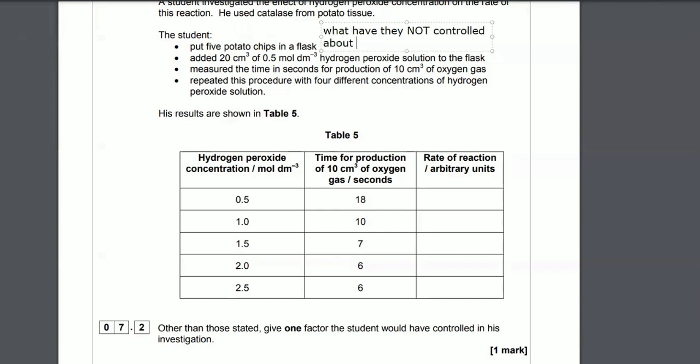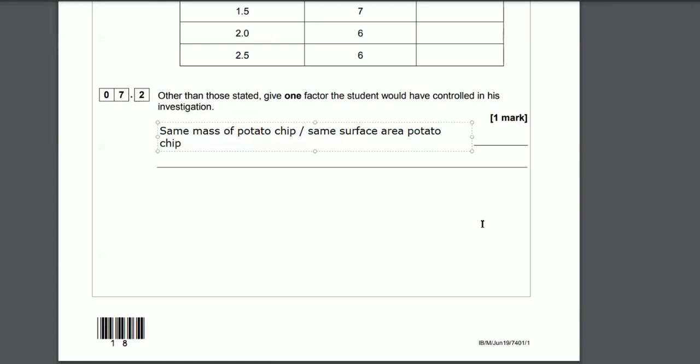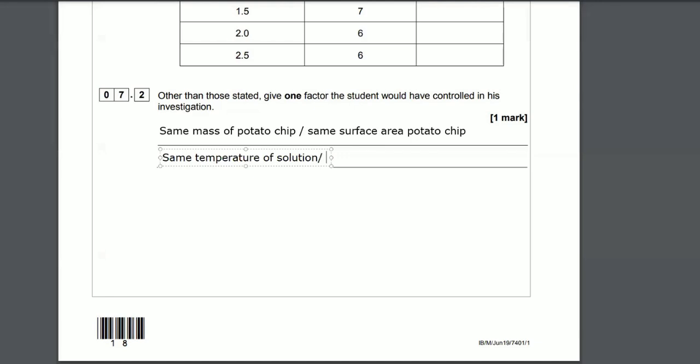Other than the one stated, give one factor the student could have controlled. So they want to know a variable they could have controlled. What have they not controlled about the potato chips? So if you check out the potato chips, what haven't they said that they kept the same? They kept the volume and the concentration of hydrogen peroxide the same, but they didn't control the mass of potato chips. So you either want to control the size or the mass of the potato chip. You might want to control the surface area of the potato chip.